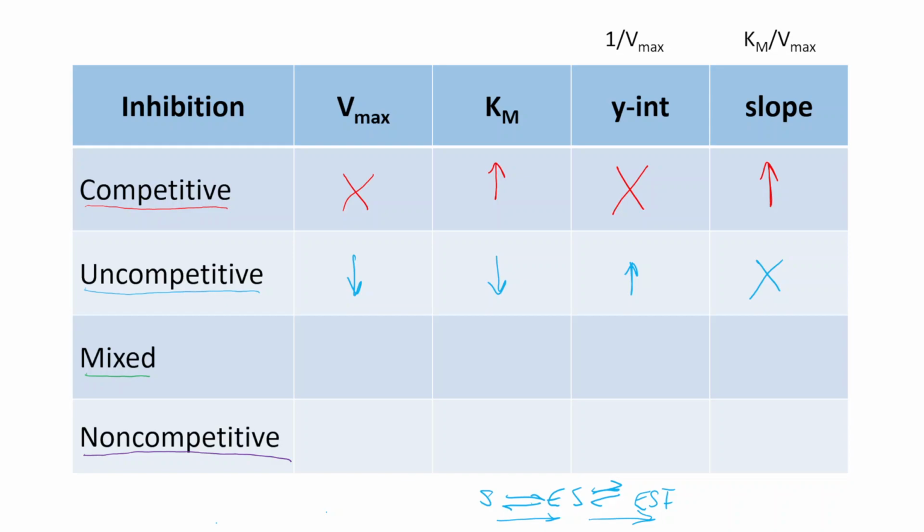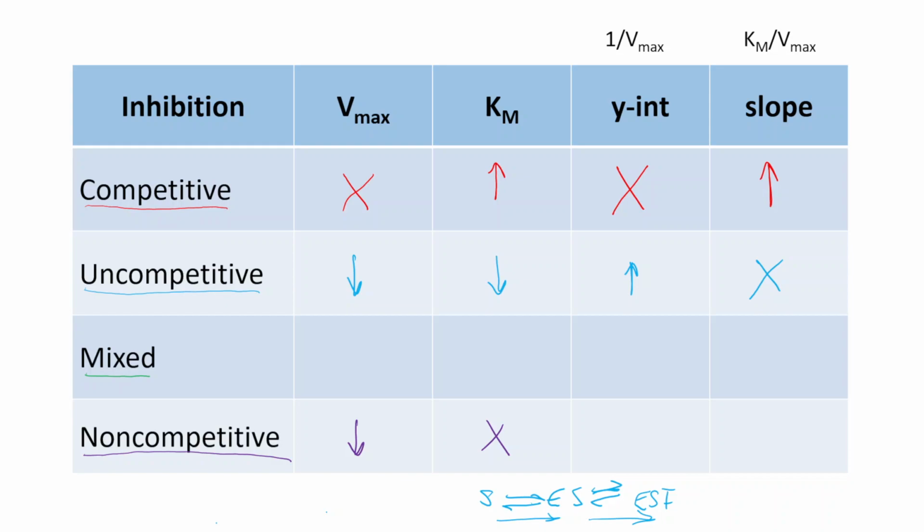Non-competitive is an exactly equal mix of competitive and uncompetitive, right? So what would that mean for our Vmax? For competitive, Vmax doesn't change, and for uncompetitive, Vmax goes down, so for non-competitive, it goes down. And how about Km? For competitive, it goes up. For uncompetitive, it goes down. And for non-competitive, it stays the same. Yeah, it's an equal mix.